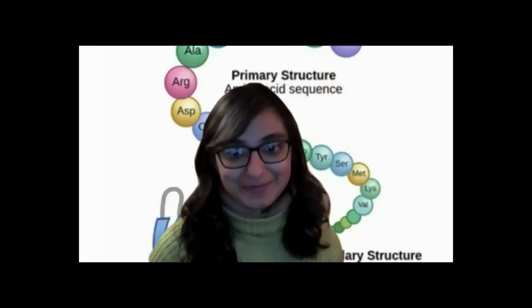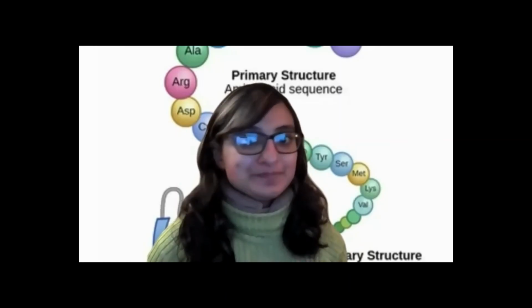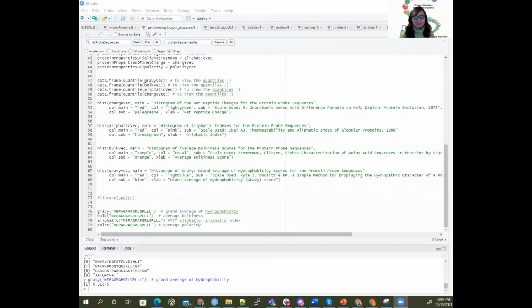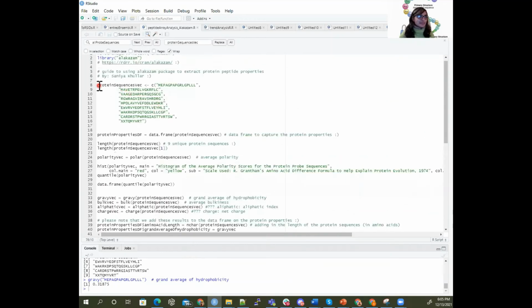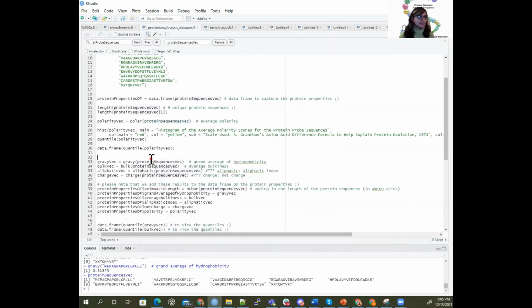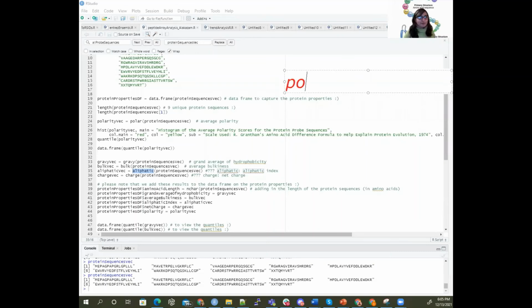Oh, and of course, there's one more thing I wanted to add, which is that you can also just run these directly for just one peptide sequence. For instance, you don't need to put them in a vector. Before, we were calling polar on a set of sequences here, or gravy, or bulk, or aliphatic, or charge. Again, these were the functions we talked about. We talked about polar, and then you have the sequence inside it. It can be a vector or a sequence.